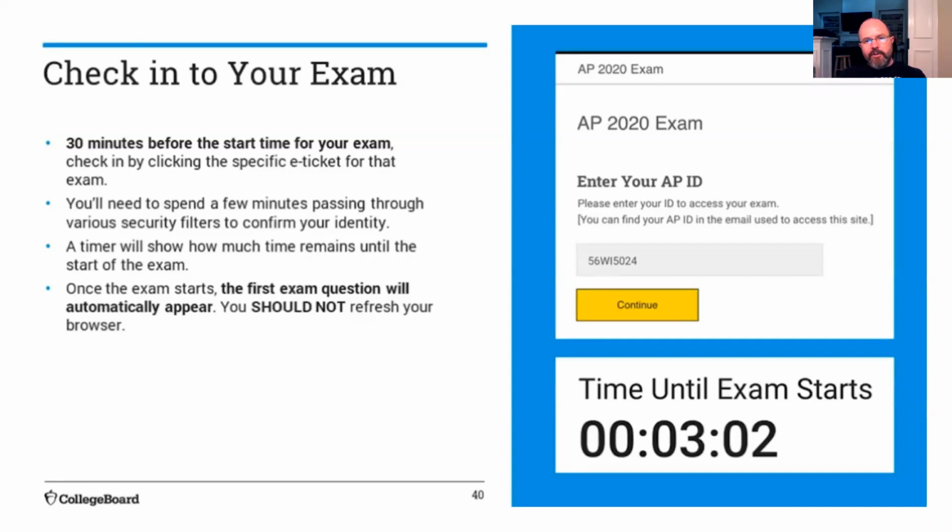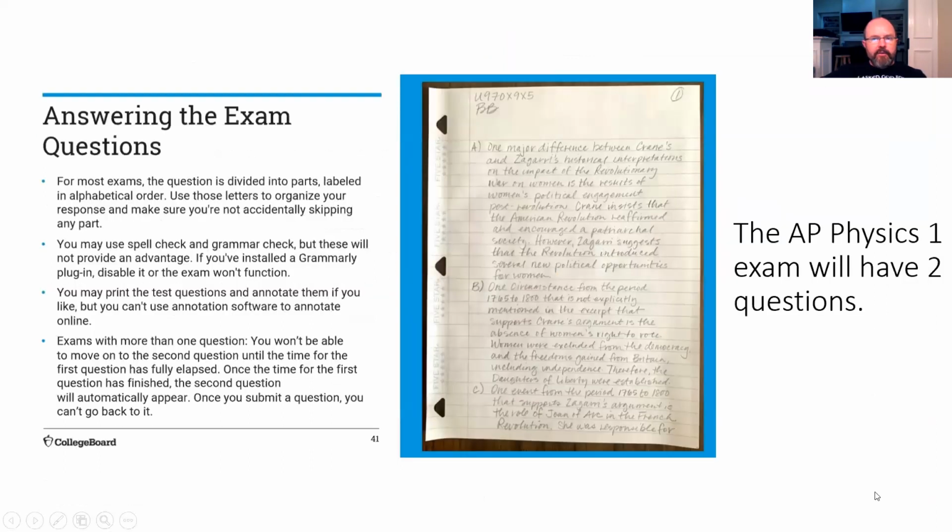Notice there's a timer on here. It'll look something like this on exam day. It'll start at around 30 minutes, probably less because you'll have to answer some questions. And then it will count down, and when it hits 0, boom, that question should show up, and everybody in the world that's taking your test will be beginning. Answering the exam questions. There are 2 questions for AP Physics 1. For most questions, it's divided into 2 parts.